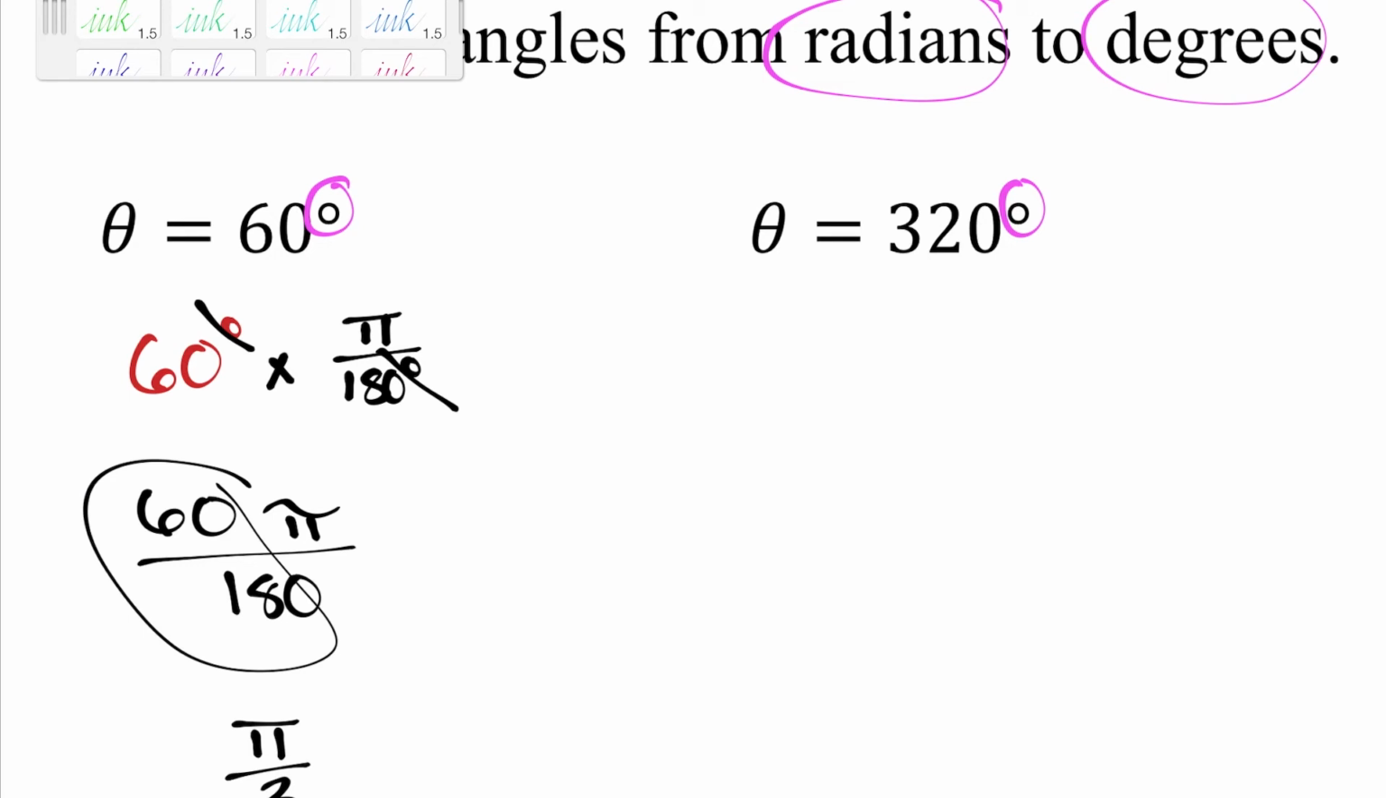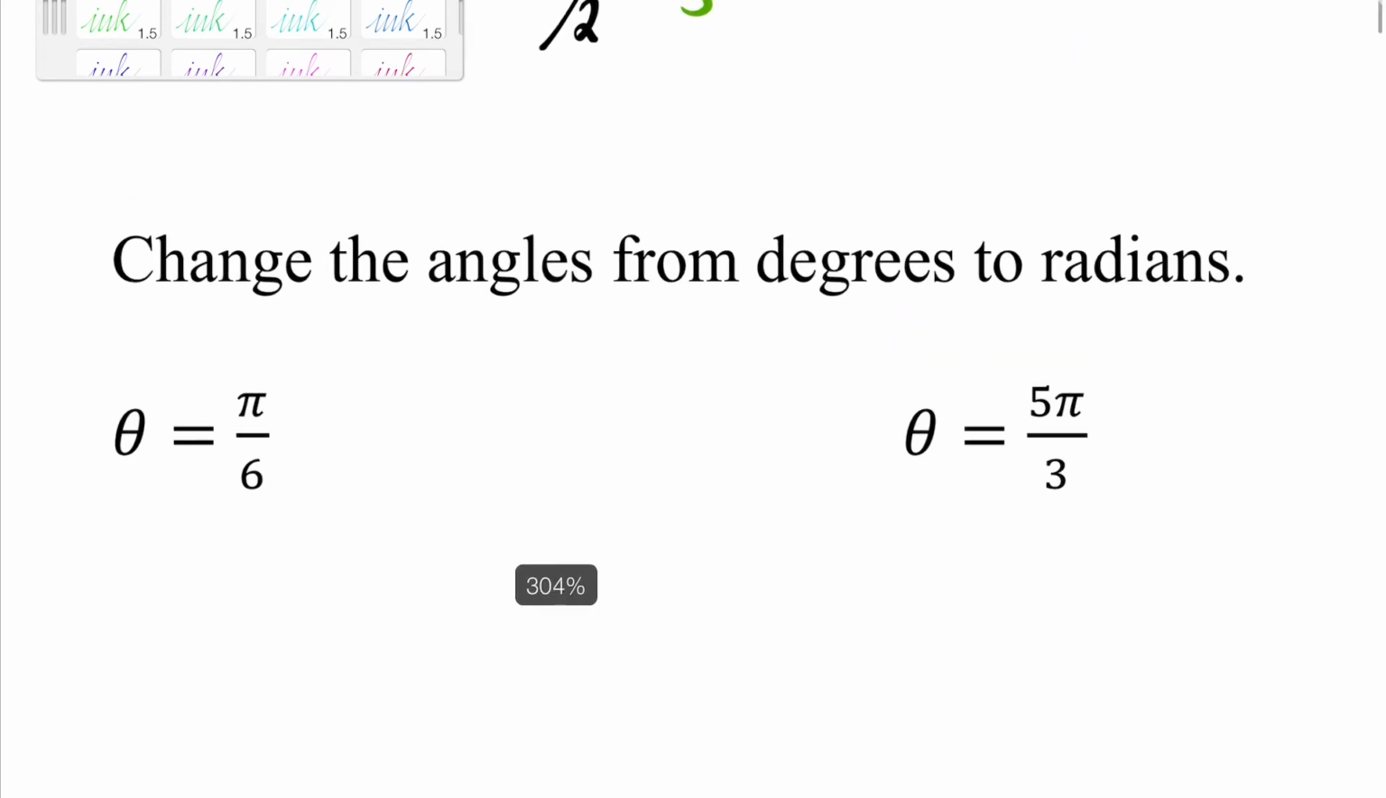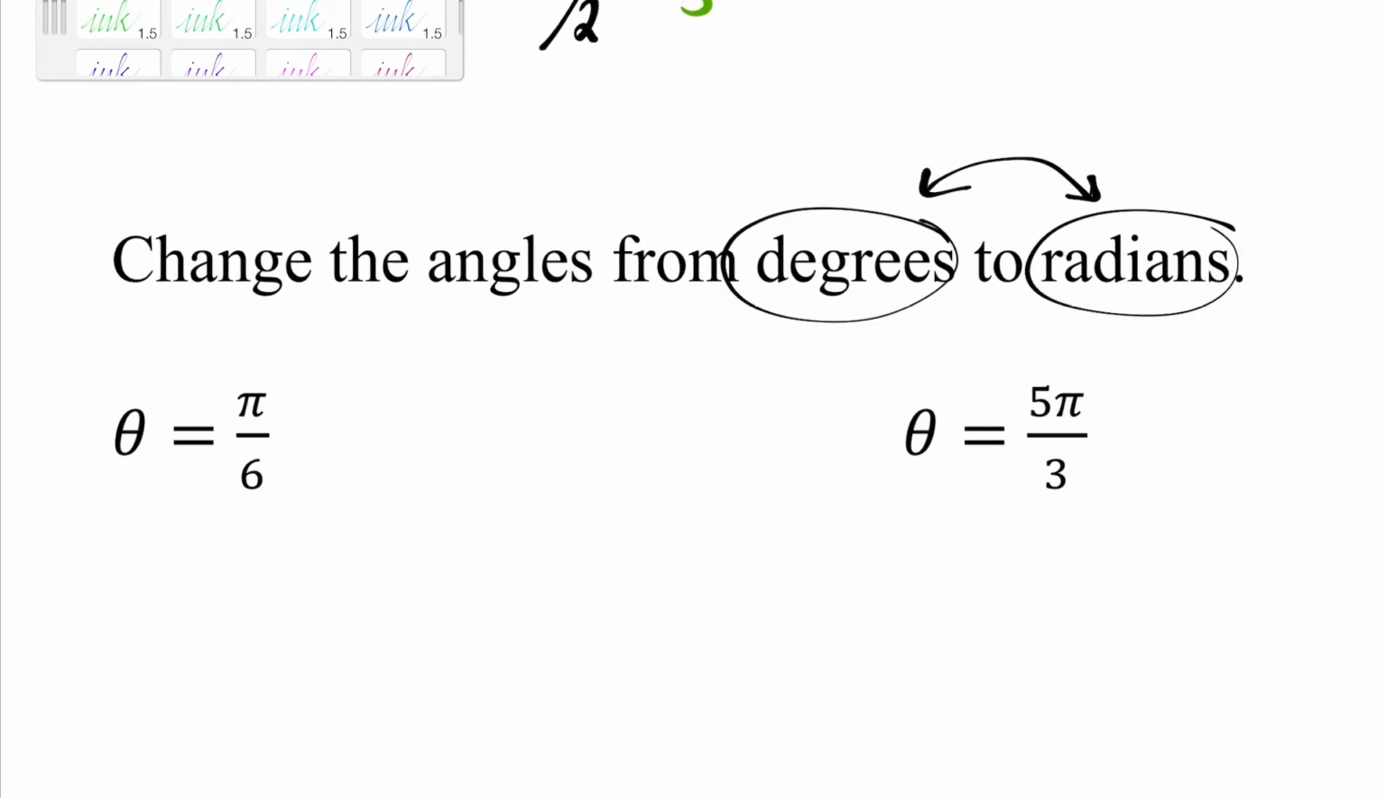I can do the same thing with my 320 degrees. Again, I'm in degrees and I want to go to radians, so I'm going to be multiplying by pi over 180. And then doing all my reducing, I end up with 16 pi over 9. This one, again, I switched it. My bad. This is what happens when I do this over break.